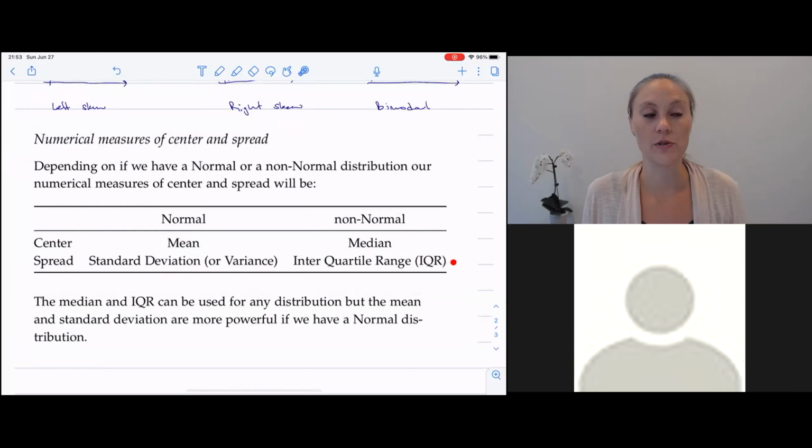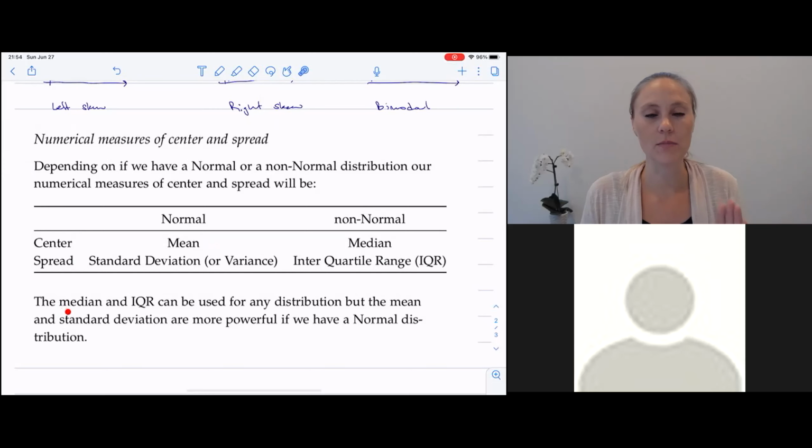But that's what we would use for the spread if you have a non-normal distribution. Remember, these are the numerical measures, the more official measures, so you don't have to spend too much time when you're just describing the distribution. You can just say it's centered roughly around 25. Then when you get deeper into it, you can calculate the mean because you had a normal distribution, so the mean is appropriate.